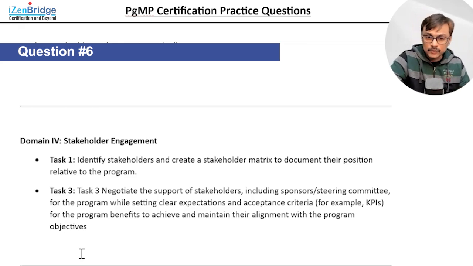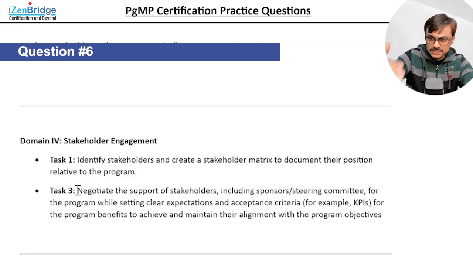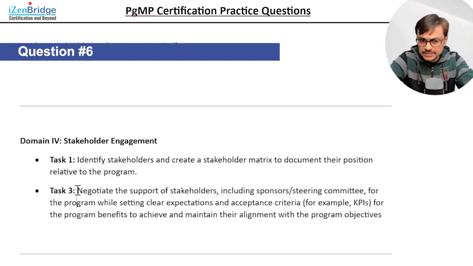And task 3, negotiating the support of the stakeholders, including sponsors and their expectations for the acceptance criteria, is not very clearly coming out, but yes, I have to work on assessing the culture and the environment before I can go for the action. So that's the task 3.